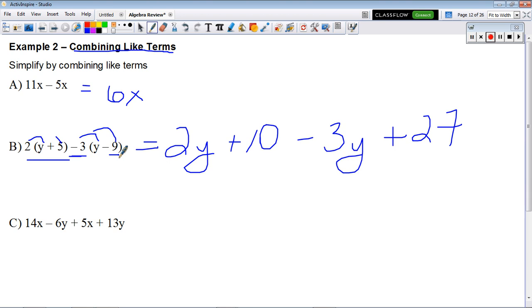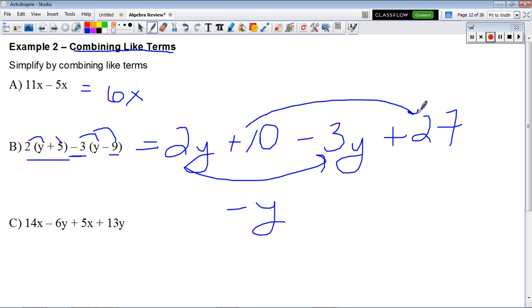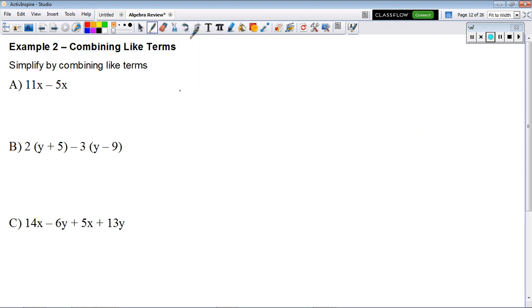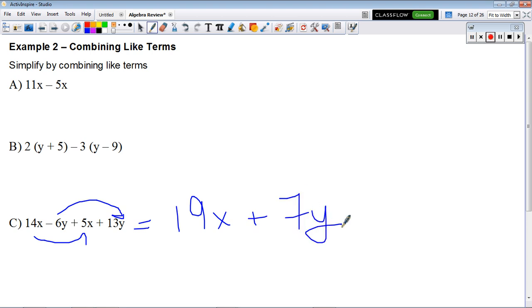Now that there's no parentheses, now I can combine like terms. 2y and negative 3y would be negative 1y or just negative y. And then 10 and 27, that would be positive 37. So with something like that for part B. For part C, just notice here that I have two different variables. So just keep in mind that you can only put together terms that have the same variable. So with part C here, I can put the x's together. 14x and 5x would be 19x. And then I can put the y's together. Negative 6y and 13y would be positive 7y. So you end up with something like that there.